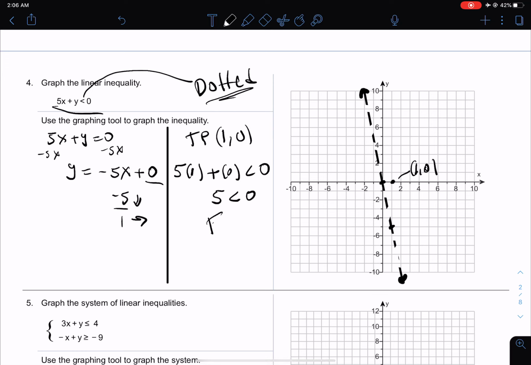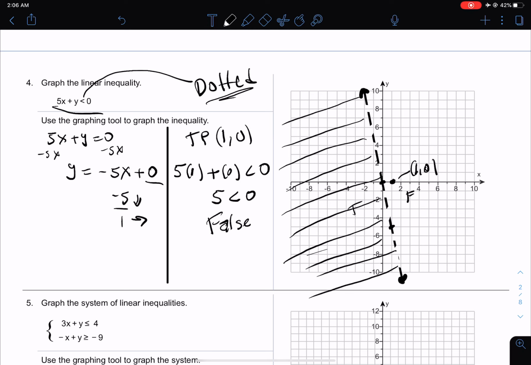No, that is false. So that means that the test point was there, and that was false. That means I better shade on the true side. So that's over here. So I shade over here to the left, and that shows me all my answers that work. The dotted line indicates that points on the line do not work, though.